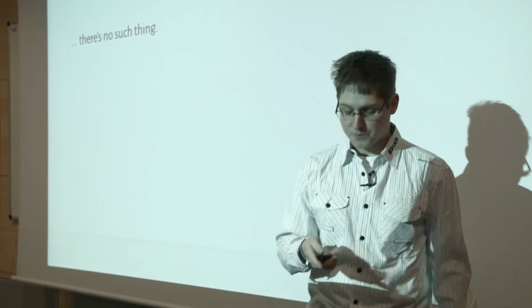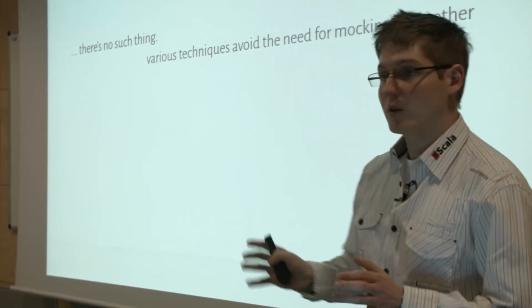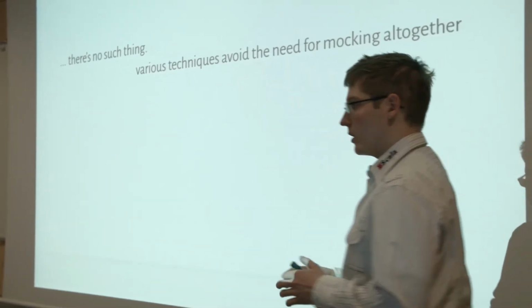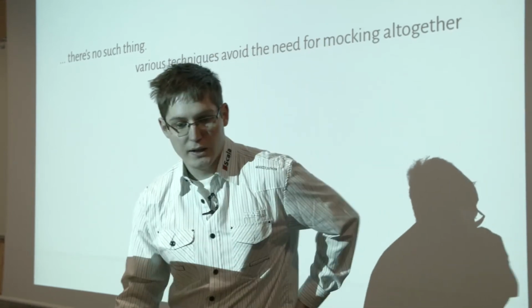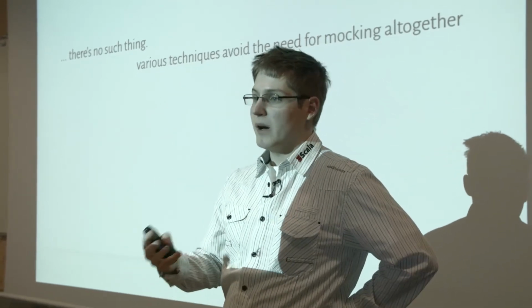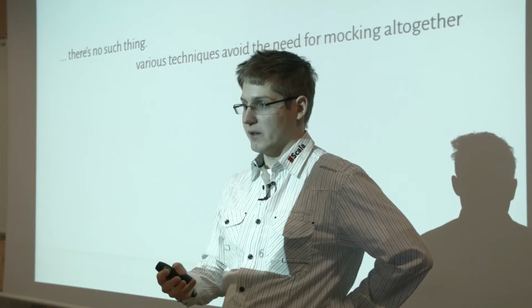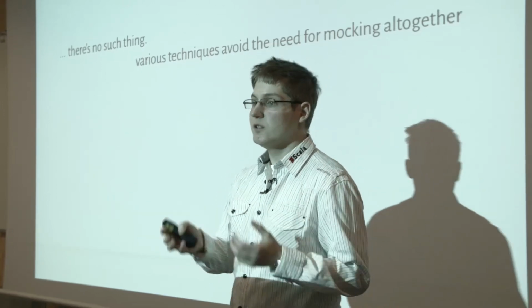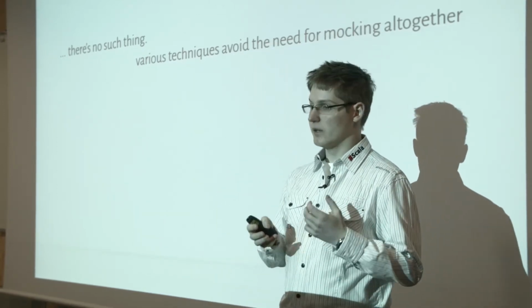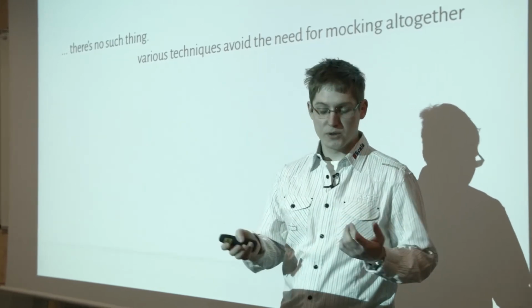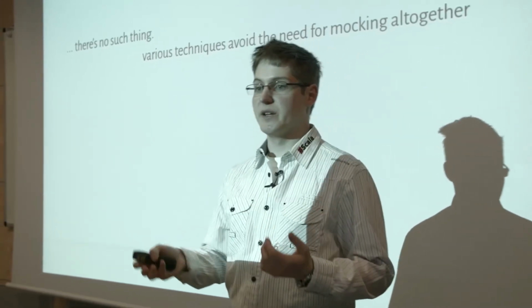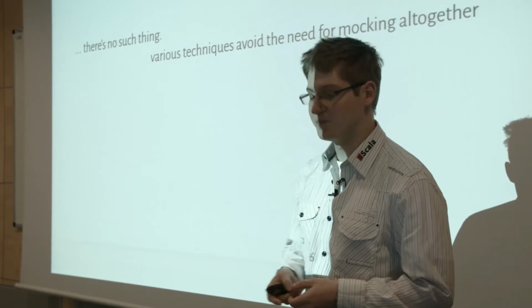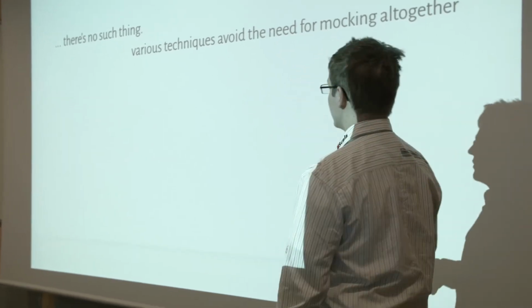So instead, I'm going to talk about a couple of techniques which are unique to functional programming languages. These techniques combined avoid the need for mocking altogether. Basically, these are techniques to reduce the coupling in your program. So this talk could as well have been called functional decoupling and not functional mocking. So what are these techniques?